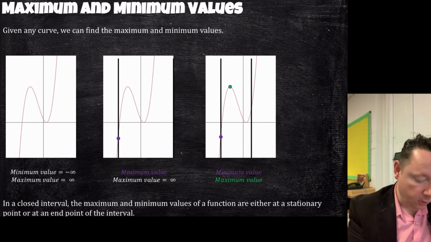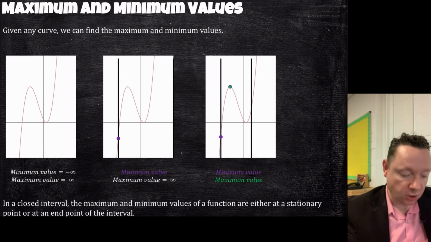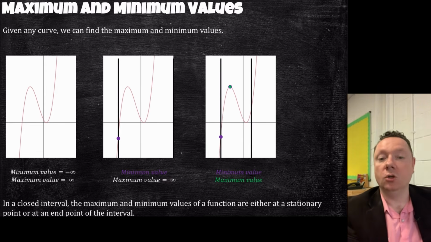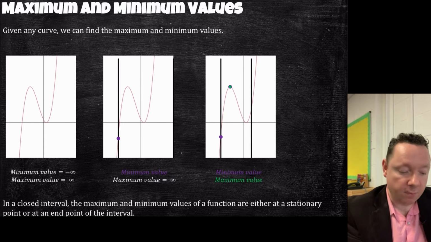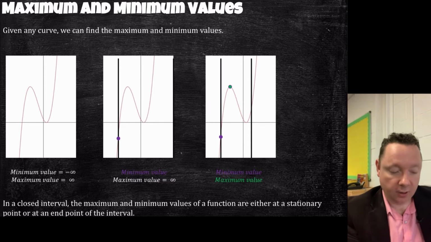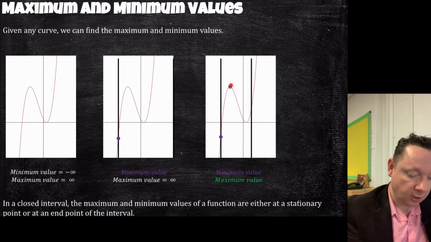But if we were to curtail our range and say we want the maximum and minimum value between two certain points on the graph, then the max and the min could either be a turning point, or it could be just the end of the graph, where we're touching that line, because the curve is going to go on forever.